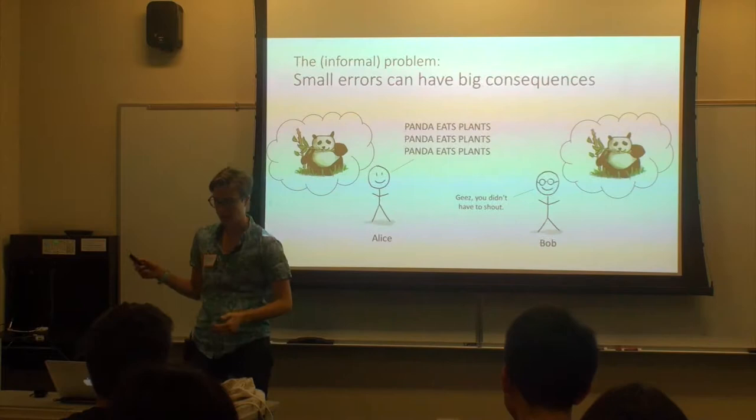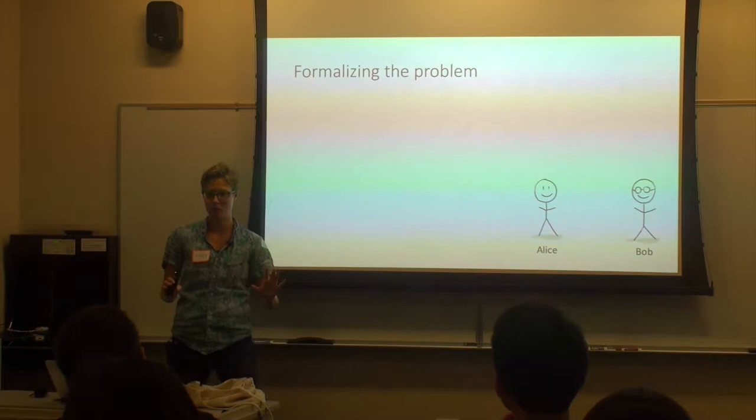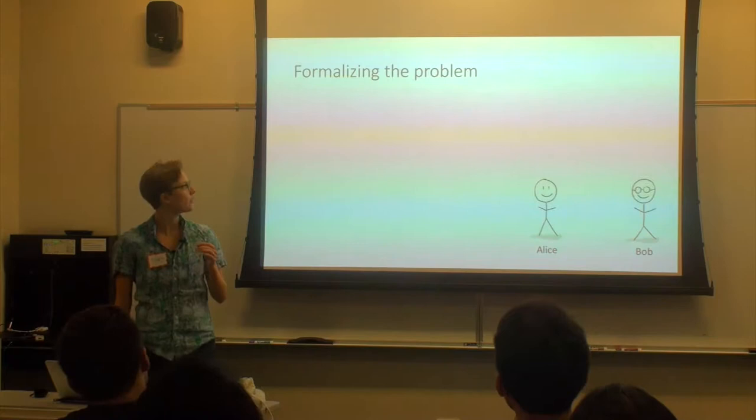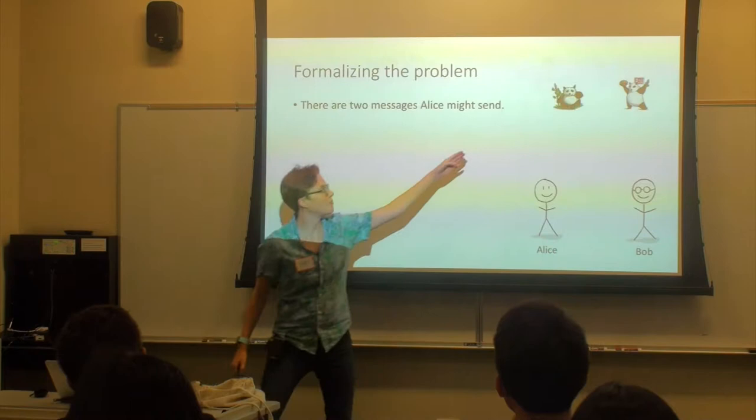So now that we've informally formalized the problem, let us formally formalize the problem a little bit more. What was really going on in that previous example? There are two messages that Alice might want to send. Either she's going to say, "Hey Bob, panda eats plants," or she's going to say, "Hey Bob, watch out, panda's got a gun." One of those two things.